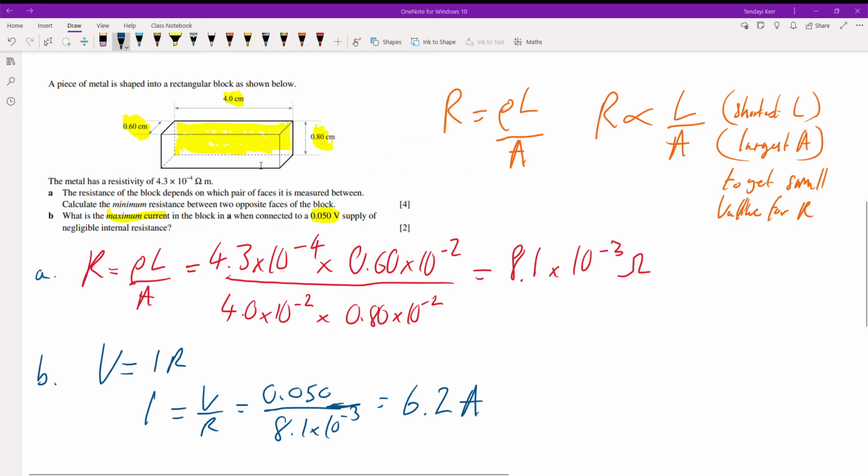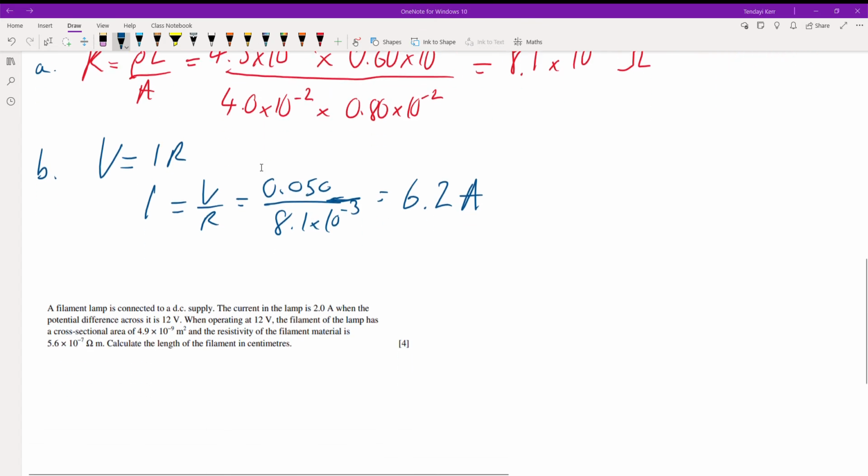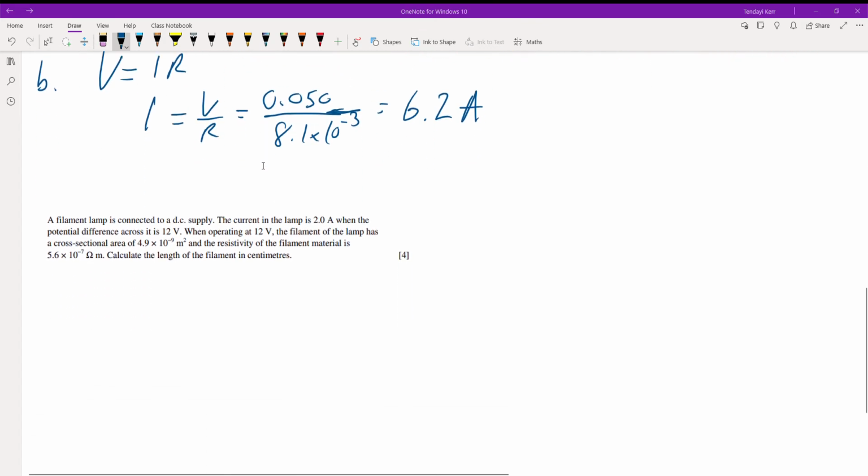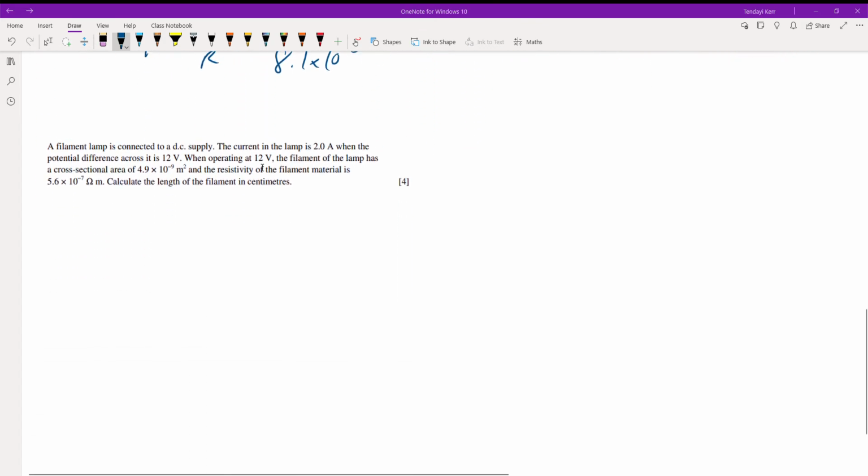So the next question is this one, and this is the last one we'll look at. And what I want you to do is complete a past question on resistivity. So that will be available for you in Turnitin.